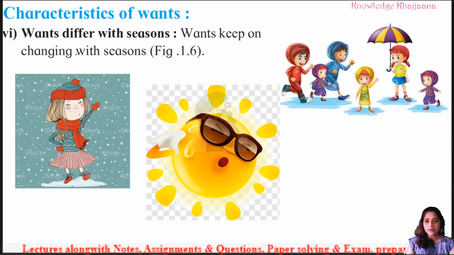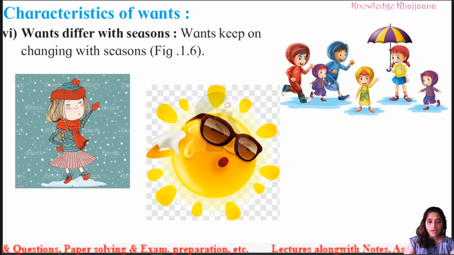In the sunny days of summer, we like to have sunglasses to protect ourselves from the sun. In the rainy days, we like to save ourselves from the rain by using umbrellas and raincoats. Whereas in the winter days, we like to protect ourselves by using woolen clothes, warm clothes, right? So wants differ with the changing season.